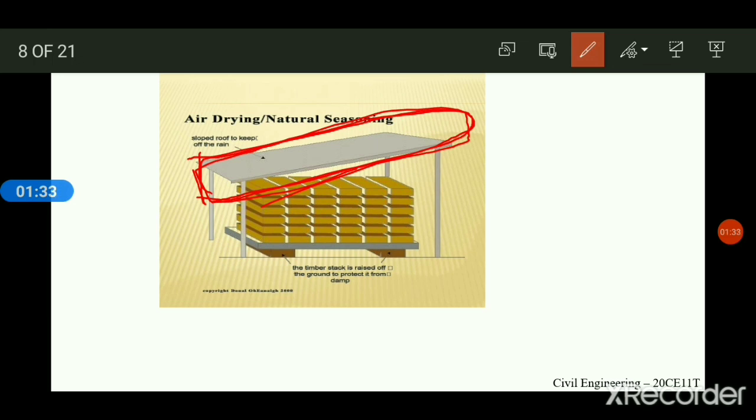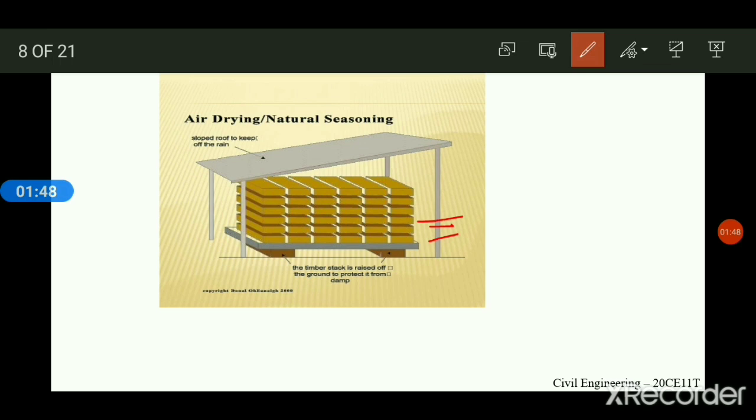So the timber is kept in a crosswise direction. In this figure, you can see each layer of timber is kept in the same direction with a gap of 30 to 40 mm. Generally each layer is kept in a crosswise direction, one in this direction and the other opposite, in the respective layers.